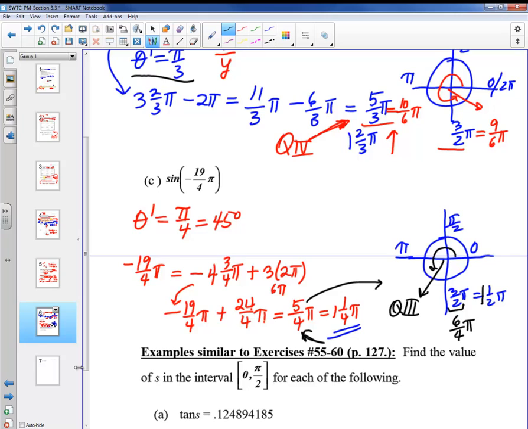So what that tells me is that sine of negative 19/4 pi is in quadrant 3, and it will be negative since it involves y. And now I just need to find sine of 45 degrees. And with your triangle, you get a 1 over square root of 2, but you rationalize and it will be negative square root of 2 over 2.